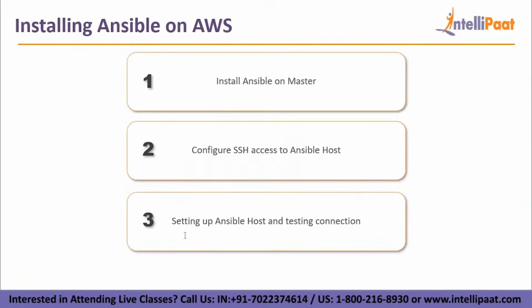So let me just come back to my slide. Let us summarize what we did. We installed Ansible on the master, and we installed Python on the slave. Then we configured keyless SSH access from the master to the slave. And the third step was we added the host's IP address on my Ansible master in the file /etc/ansible/hosts. Once I did that, I was able to communicate with my slave.